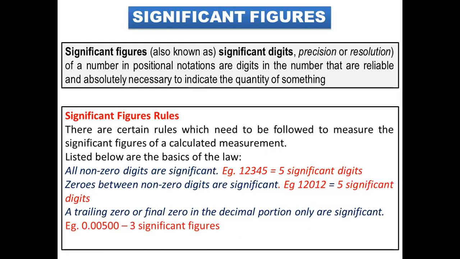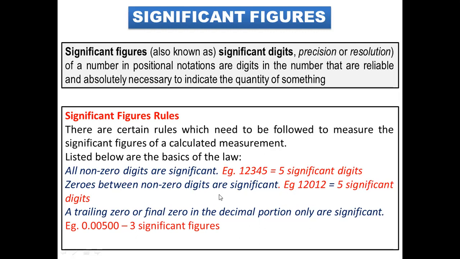The first point is that all non-zero digits are significant. So these are the numbers. So the whole numbers are actually the significant digits. All which are non-zero, that is from 1 to 9, are significant. For example, 1, 2, 3, 4, 5. These are the 5 digits. So all 5 digits are significant digits.